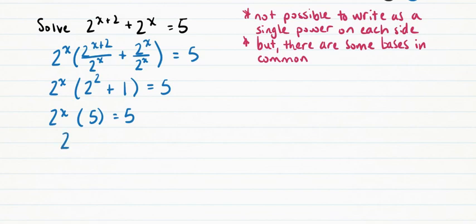Dividing both sides by 5 gives me 2 to the x is equal to 1. Because I have a single power on each side, I can now rewrite with the same base on each side. So 2 to the x is equal to 1 can be written as 2 to the 0. And then because the bases are the same, I can now equate the exponents to get that x is equal to 0.